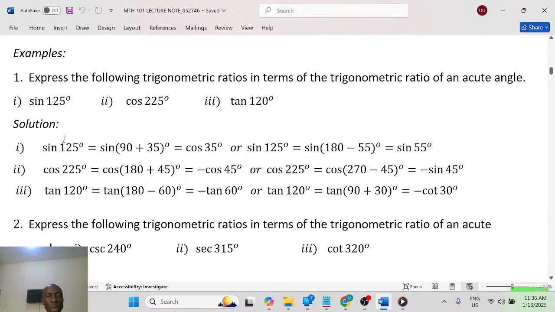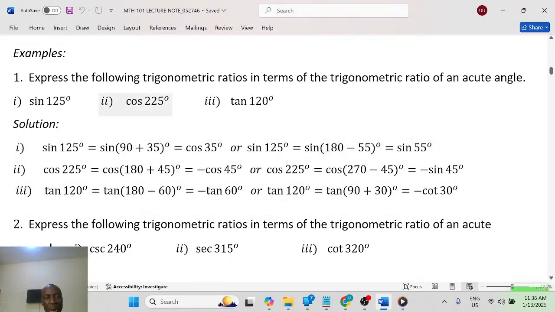125 lies in the second quadrant. And we also know that in the second quadrant, sine is positive. So that is why we have sine 125 degrees equal to sine 180 minus 125. Sorry, that will give us sine 55. Take note of that and correct it over there.